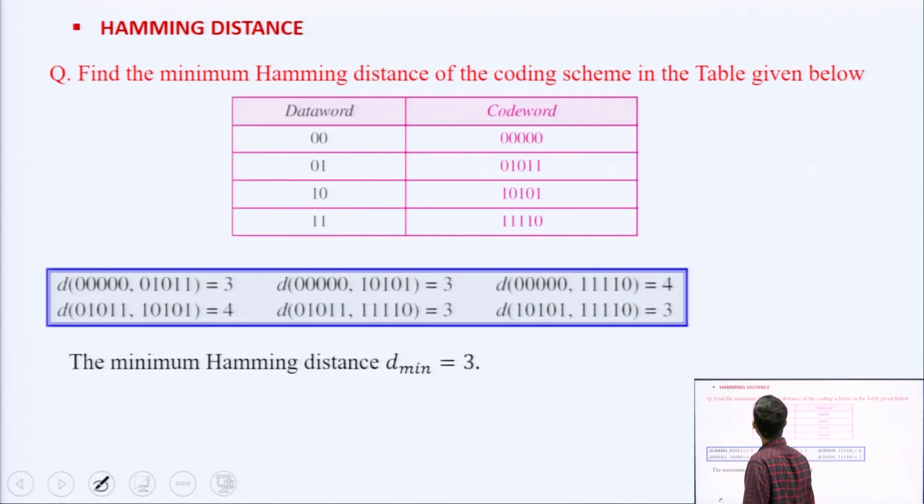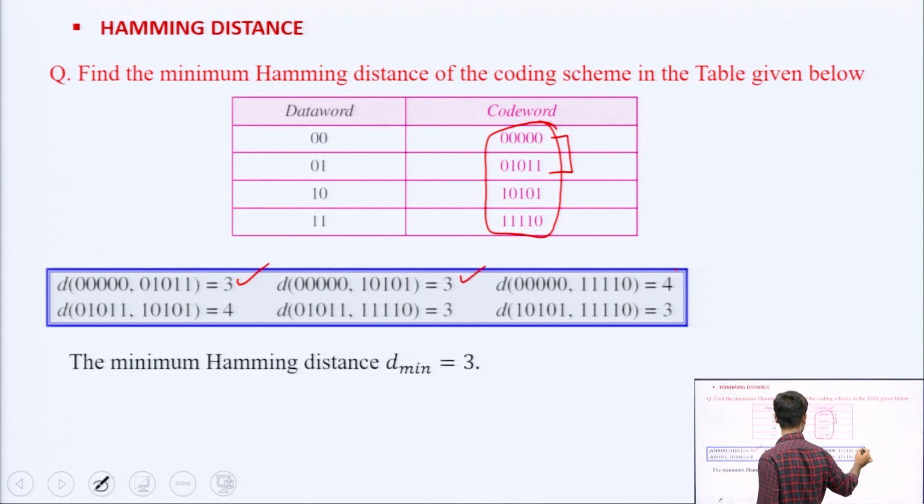Similarly, we can see that these are the code words. Again, if I find the Hamming distance between these two, it is coming 3, and for this it is also 3, for this it is 4, and this is also 4, then 3 and 3. So the minimum distance, d minimum, is nothing but 3.